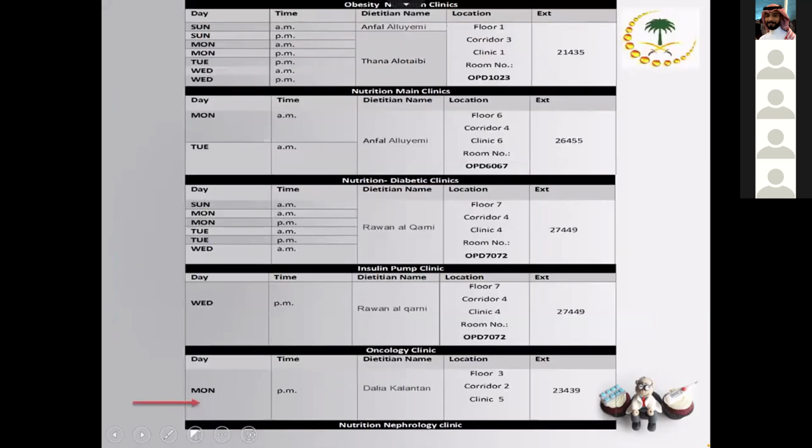Okay, and also if patients need a clinic, we refer them to our nutrition clinic. We have, as you see here, an oncology clinic on Monday afternoon. We have one clinic for oncology. You can refer patients immediately.